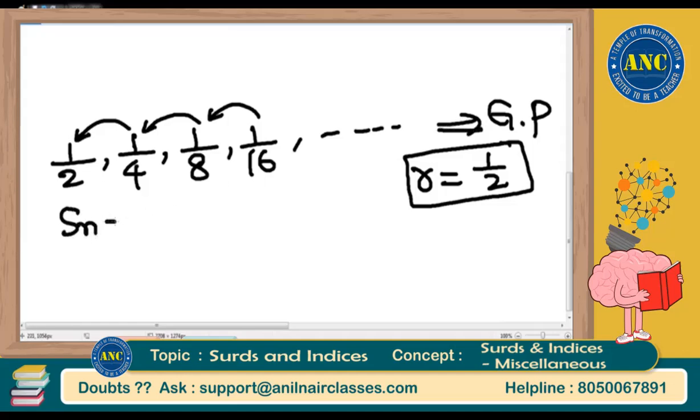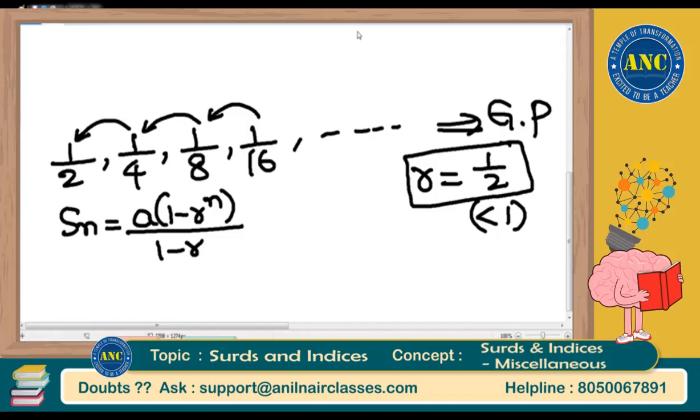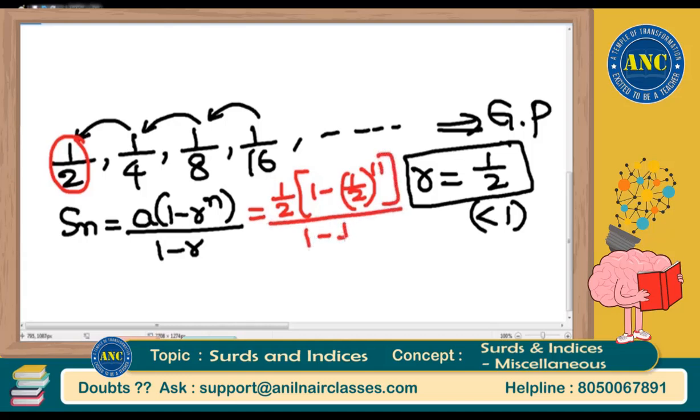Sum of n terms in a geometric progression: r value is half, which is less than 1. These are all the basics you should know. It is a into 1 minus r power n divided by 1 minus r. This is the sum of n terms in geometric progression if r is less than 1. A value is the first term, half. All these things you know, which we studied in 7th, 8th standard. Into 1 minus r, where r is half. Power n is 11, since it is written 11 times, divided by 1 minus r, which is half.